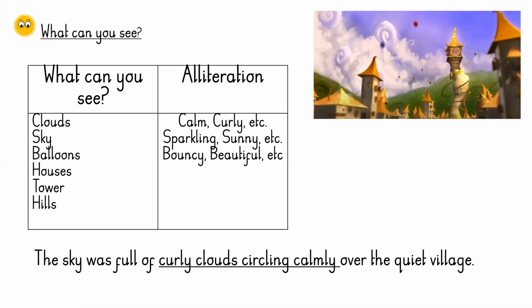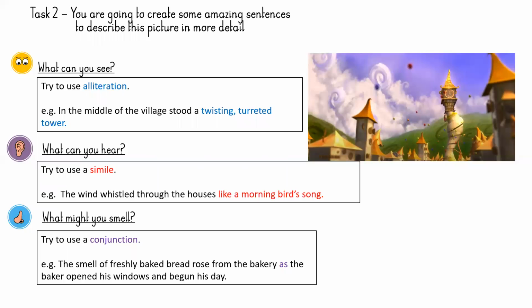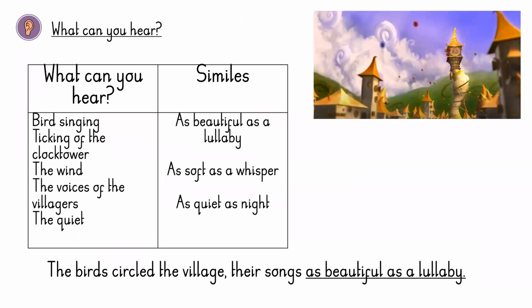Okay, so that's sentence 1. So what can you see? And using alliteration to show what you can see. Okay, sentence number 2. What might you be able to hear? Now, obviously, we're looking at a picture here. Okay, so we're not going to be able to hear anything there. You've got the video to go back to if you want that to help you as well. But this one's going to need a little bit more imagination.